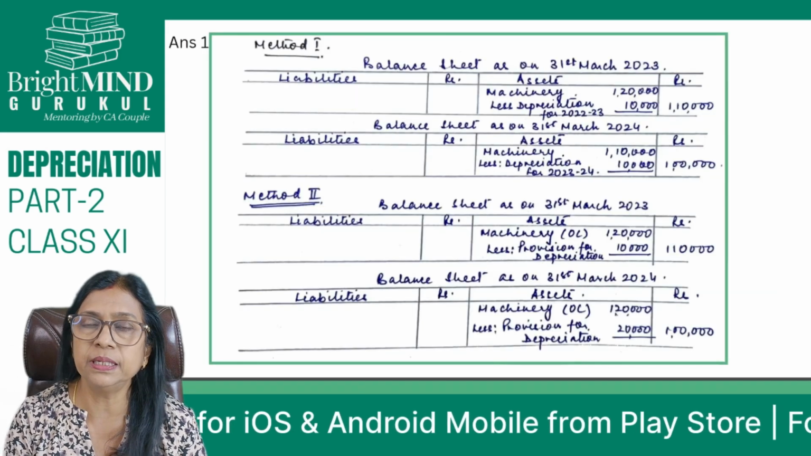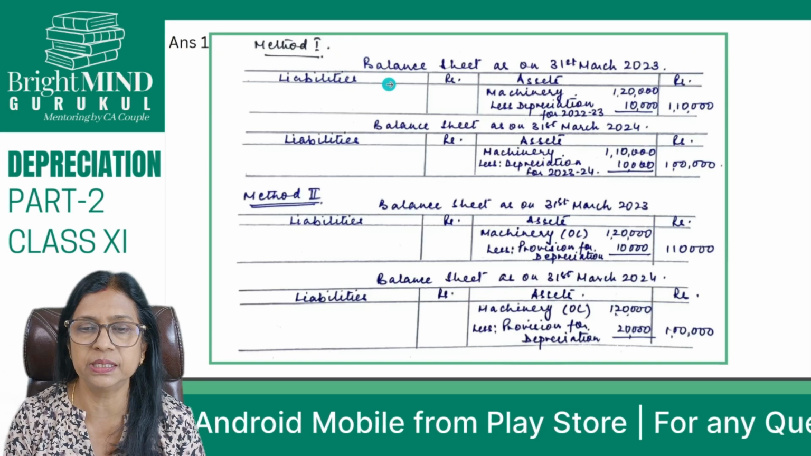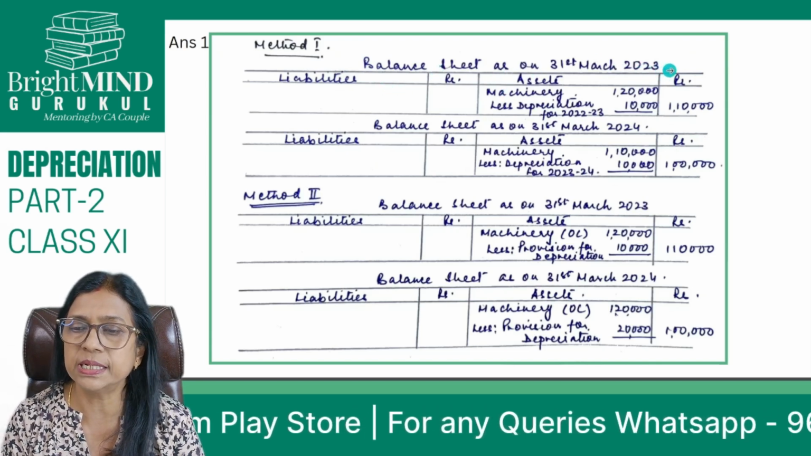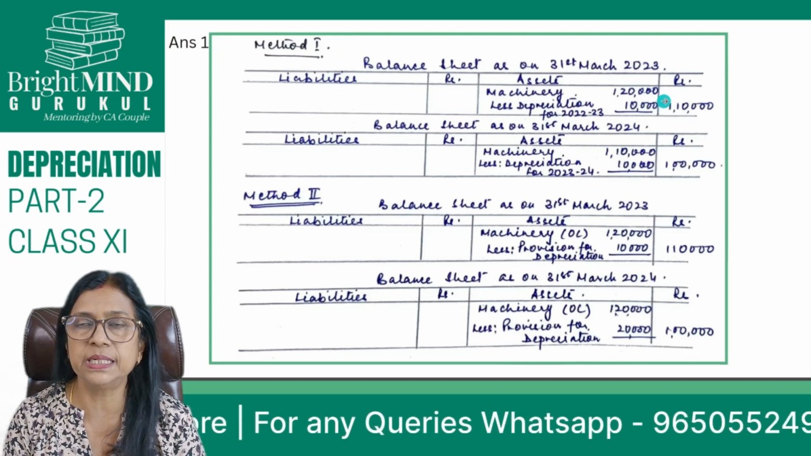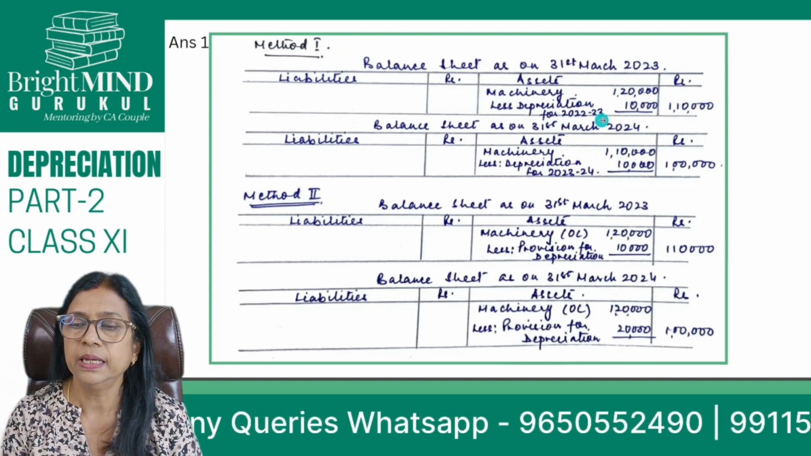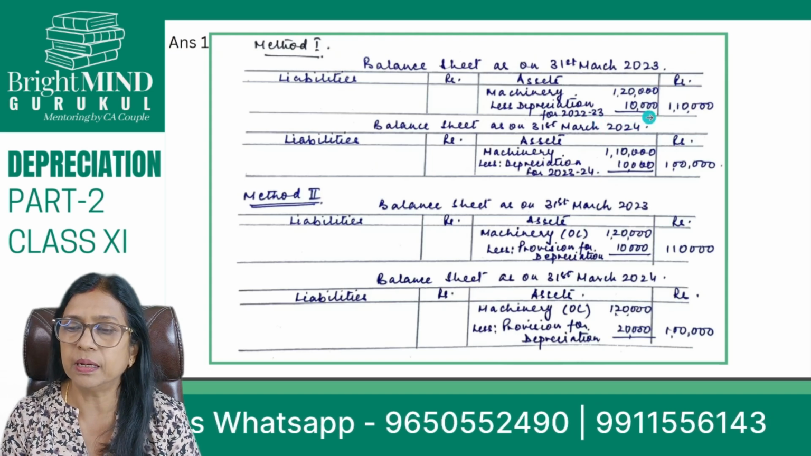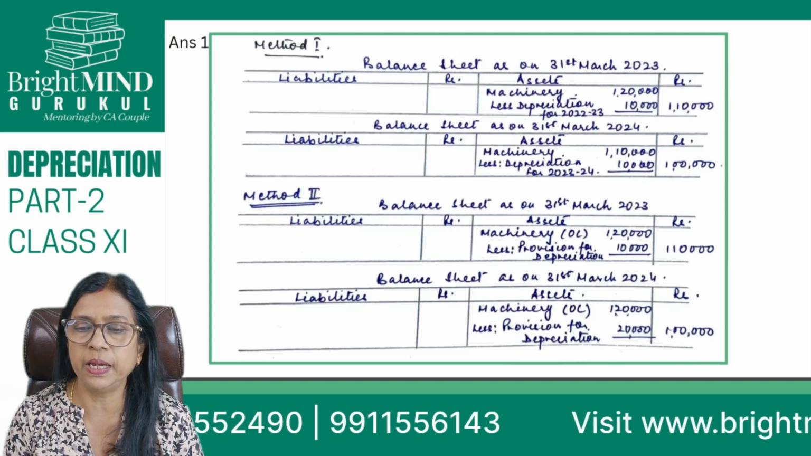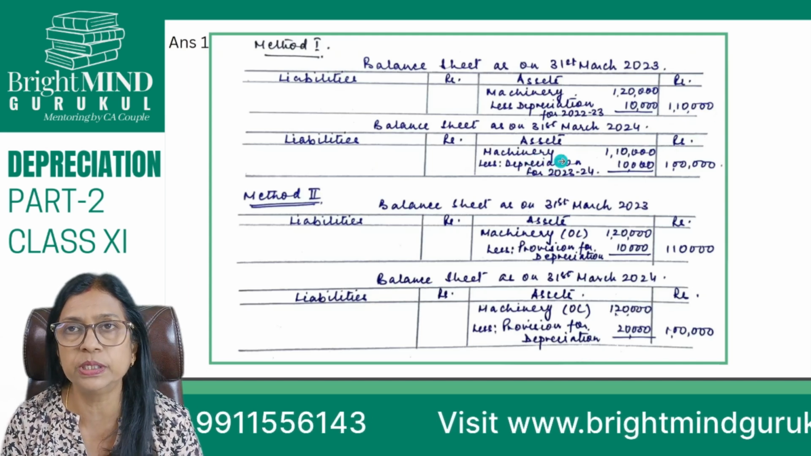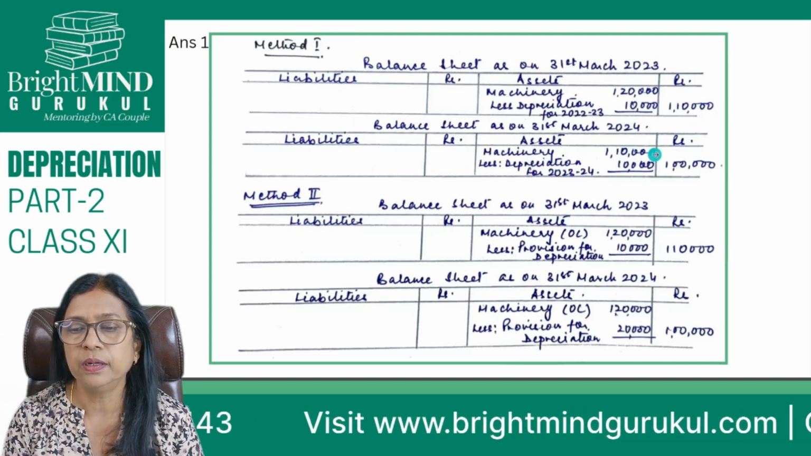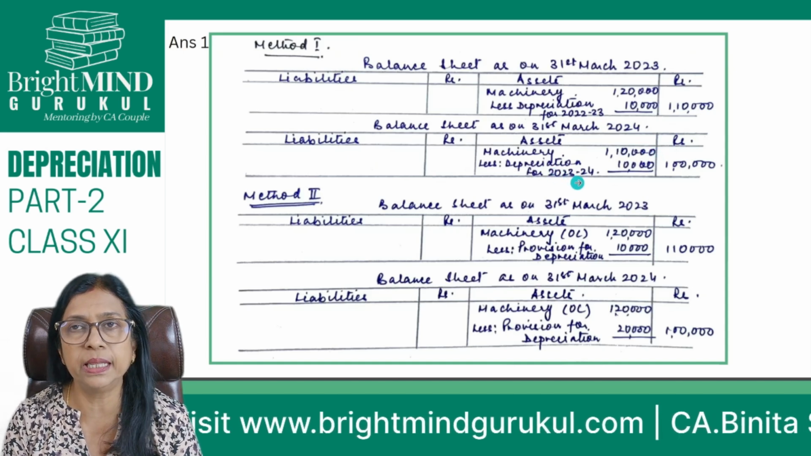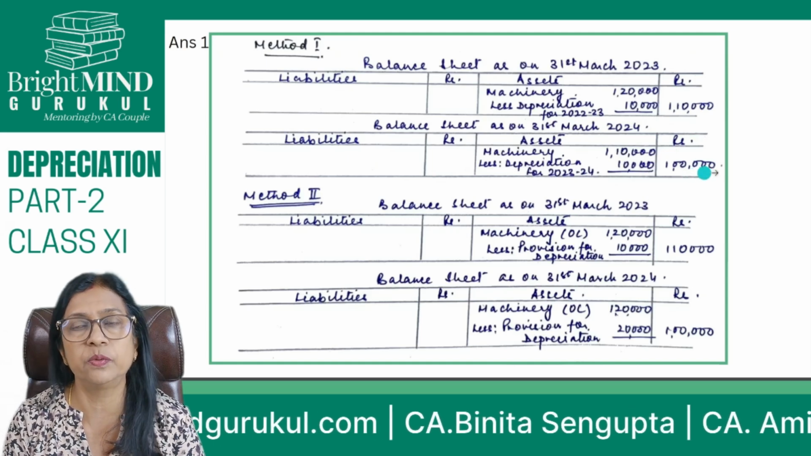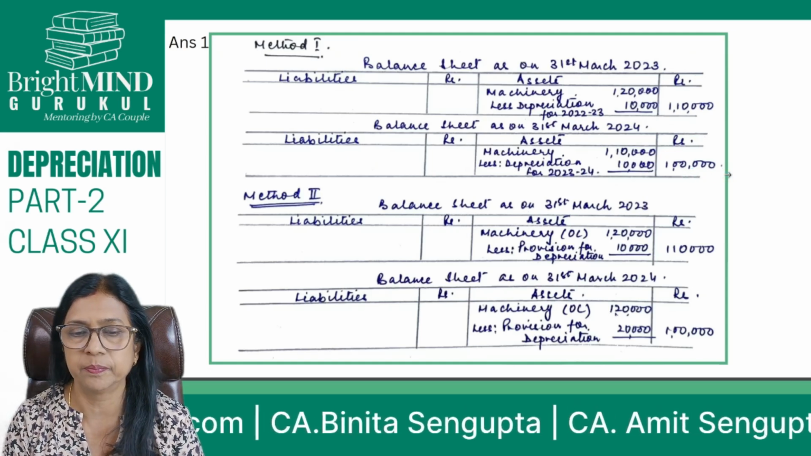Under the first method, where the asset value is going to be changed, the balance sheet as on 31st March 2023 shows machinery cost 1,20,000 less depreciation for the year 22-23, that is 10,000. So the value that comes in the balance sheet will be 1,10,000. Now the next year when you prepare your balance sheet, the value will be 1,10,000 machinery, and depreciation for 23-24 will be again 10,000 because it is the SLM method, and the value shown in the balance sheet will be 1 lakh for the machinery.